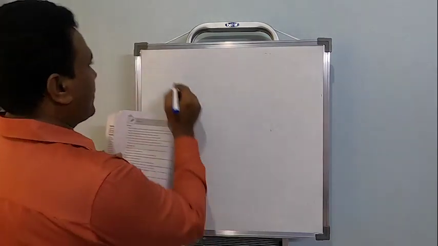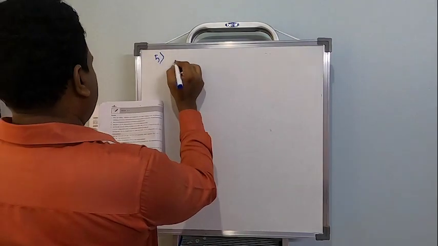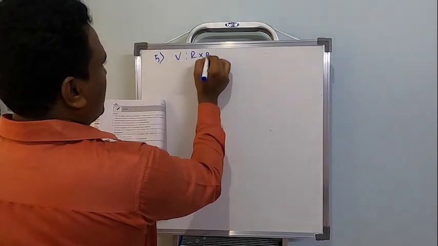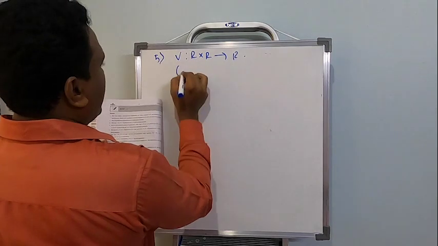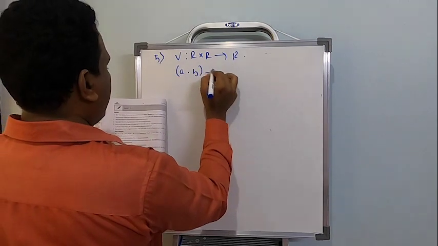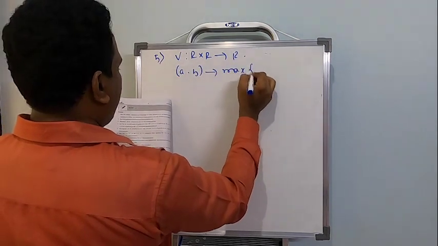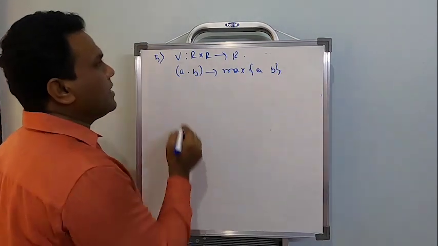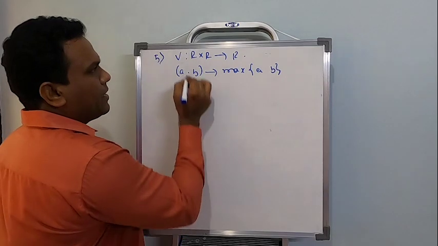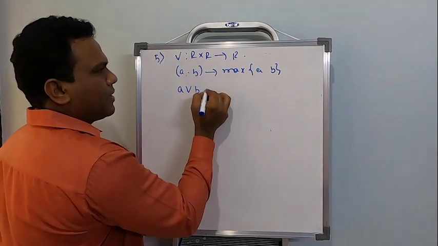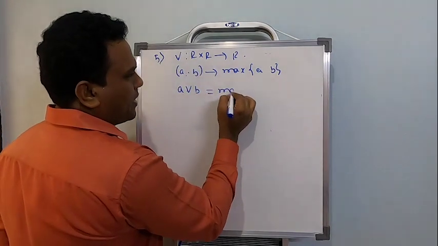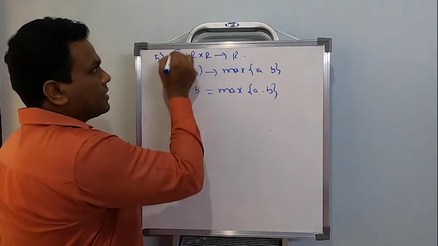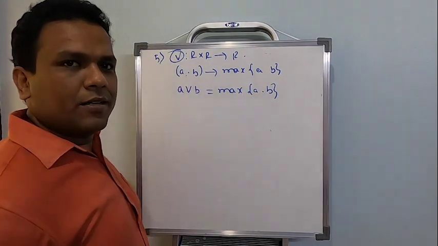Let's learn it. Fifth one. A binary operation is given like this, from R cross R to R, defined as A, B gives the maximum of A comma B. One more is there, I will come back to that later. The meaning of this is that the operation gives you the maximum of A comma B. Show that this is a binary operation on real numbers.